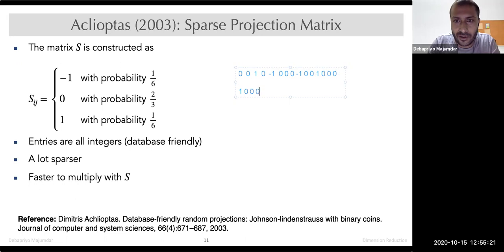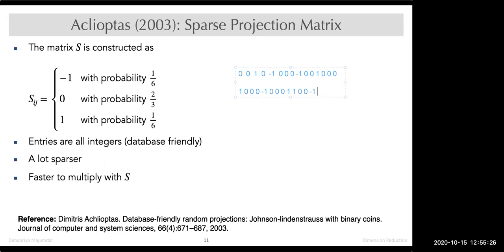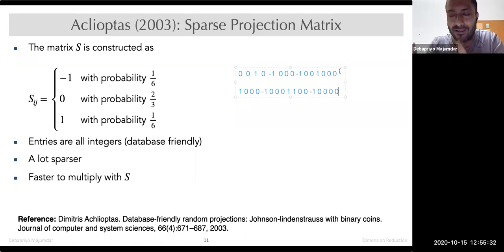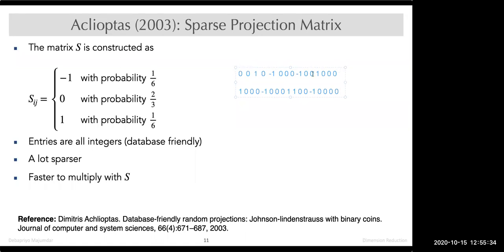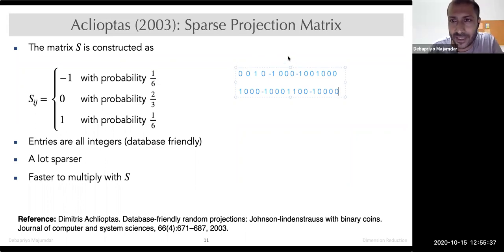Whatever, this is 2 cross something, maybe 2 cross 10. This side is your larger side, n. So what I want is an R cross n matrix. Now I'm just going to multiply all my vectors with this kind of a matrix. This matrix is much sparser than a dense matrix. Two-thirds of the entries are 0, so essentially you reduce computation by at least 2/3.